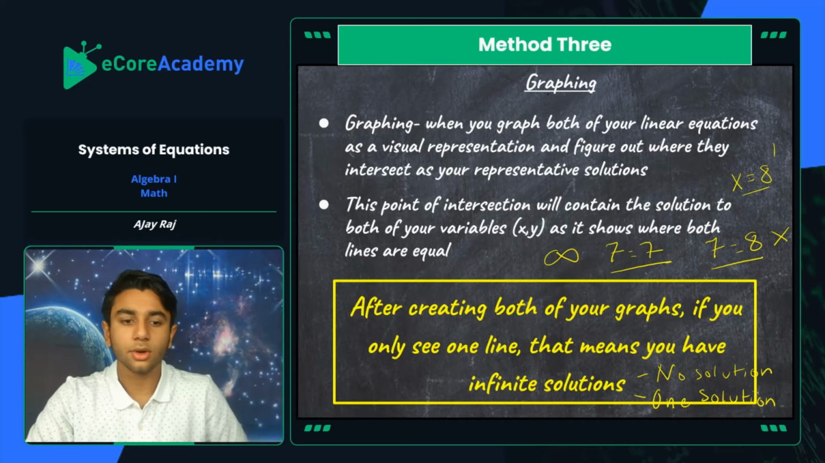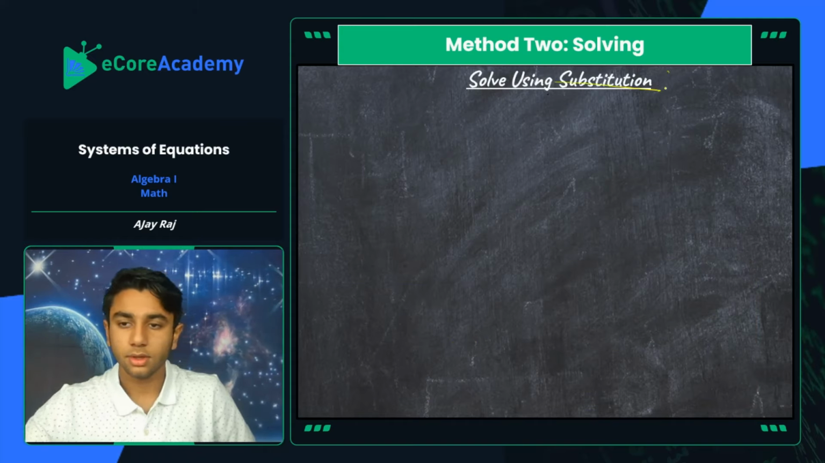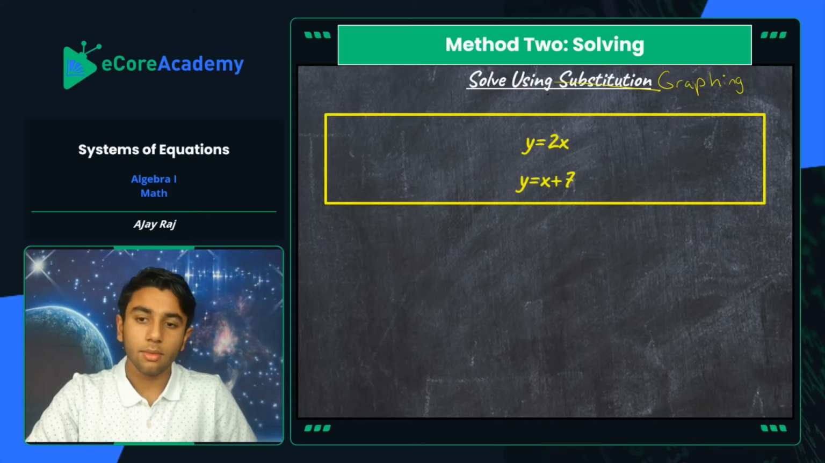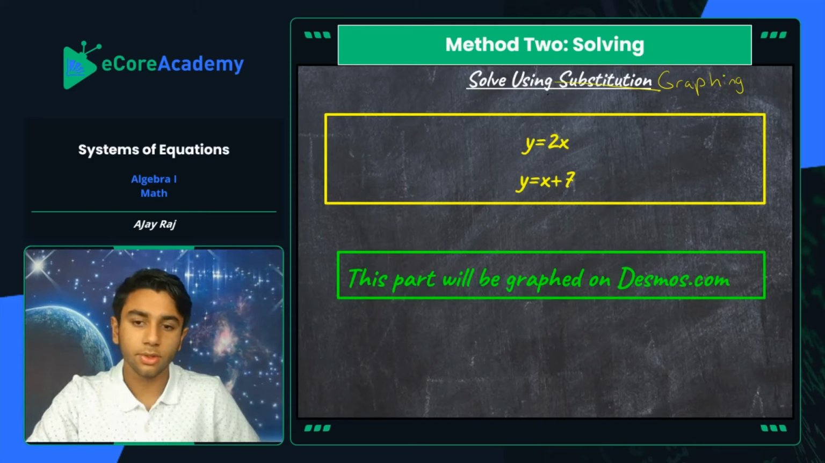All right, now let's get to our graphing. So method 3, this is going to be solving using graphing. I apologize, I said method 2, it should be method 3. So when you're solving using graphing, you're going to be given two equations, obviously, and you're going to graph them together to see where they actually intersect. So this part will actually be graphed on desmos.com. So I will switch to that.